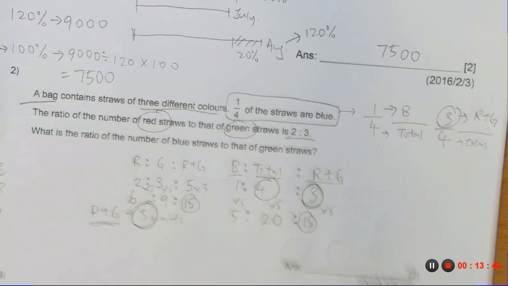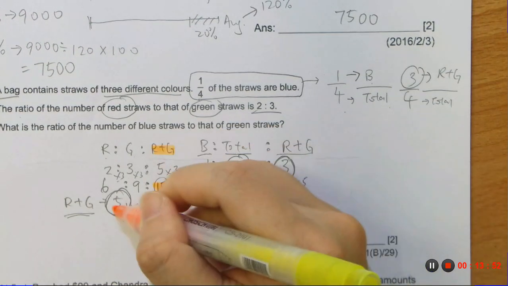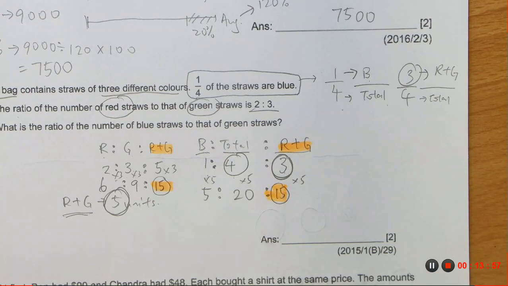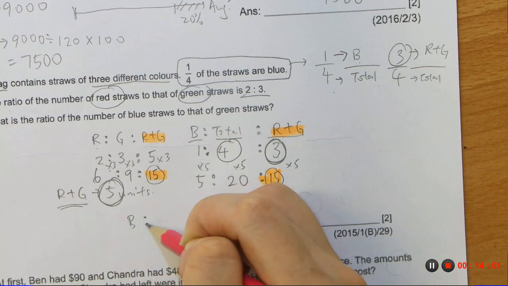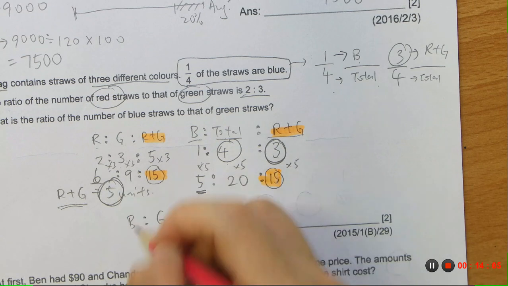equivalent ratio. So now I match red and green, match red and green. Then I can use the correct ratio. Blue is to green will be 5:9.